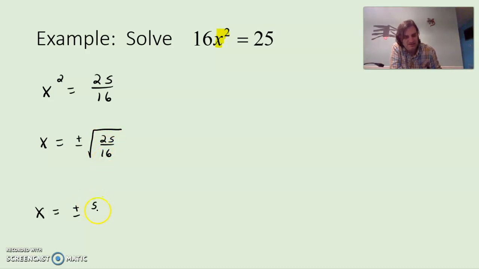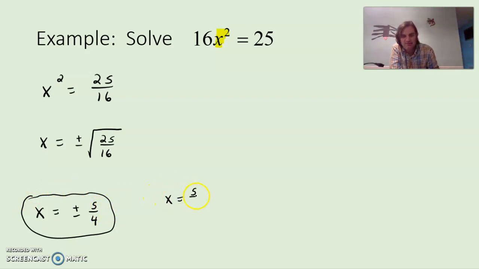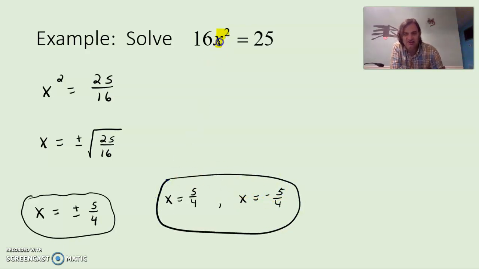So that would give us positive and negative 5/4, and you could write it as one combined answer, plus or minus 5/4, or you could write it as x equals 5/4 and x equals negative 5/4. Either way would work. Okay? But it all hinges on getting that square part by itself first.